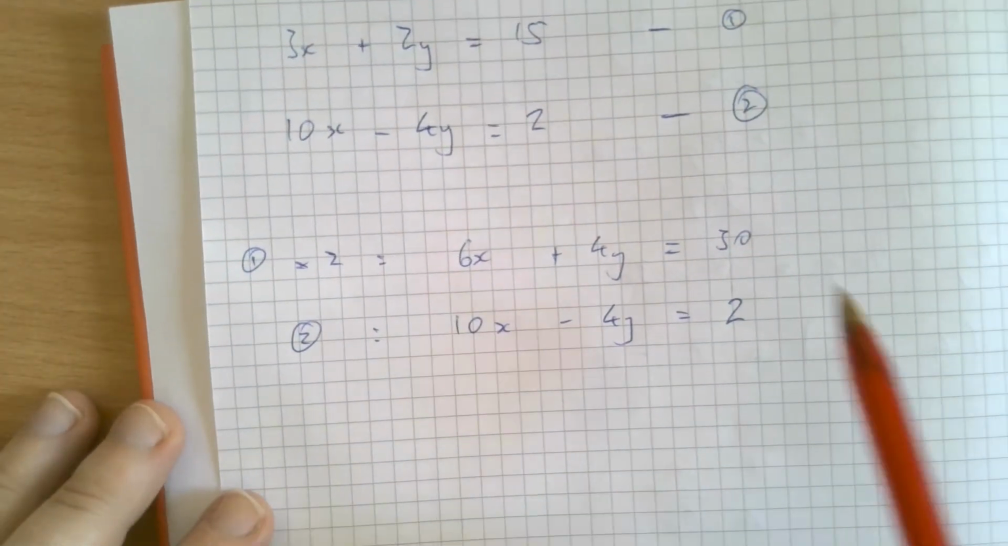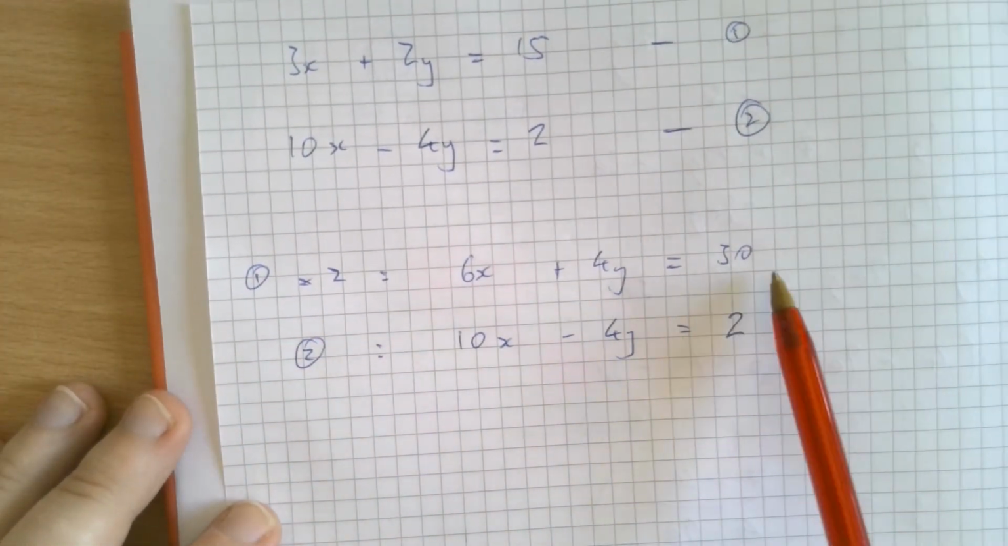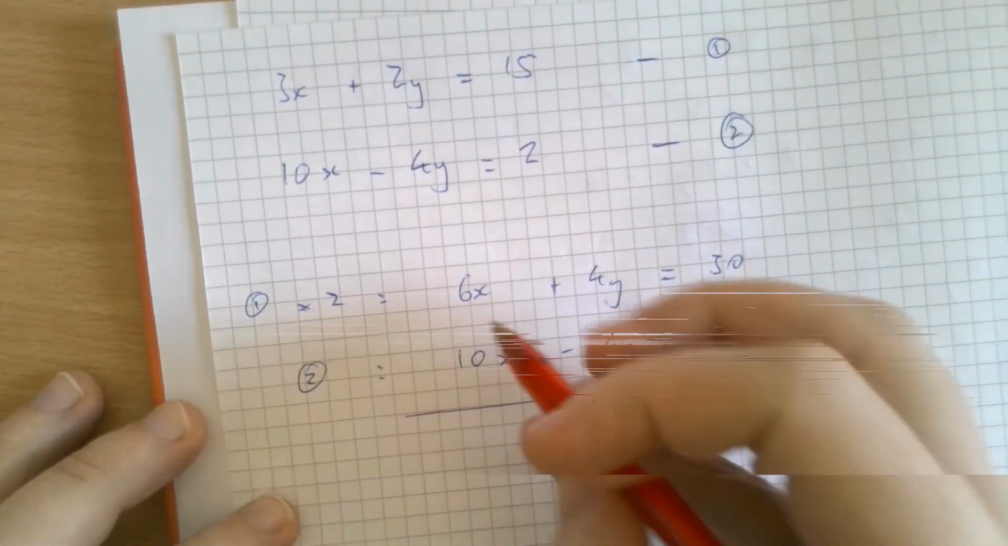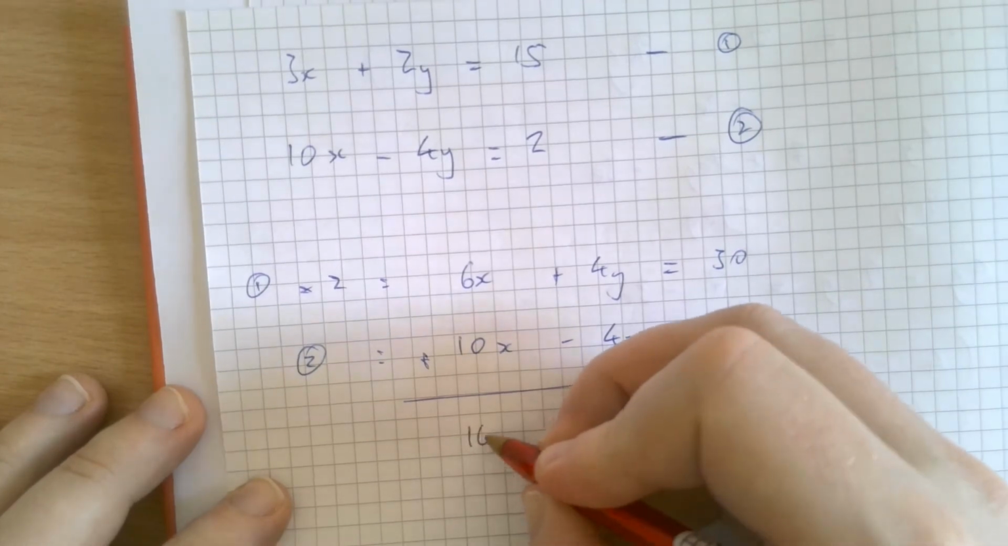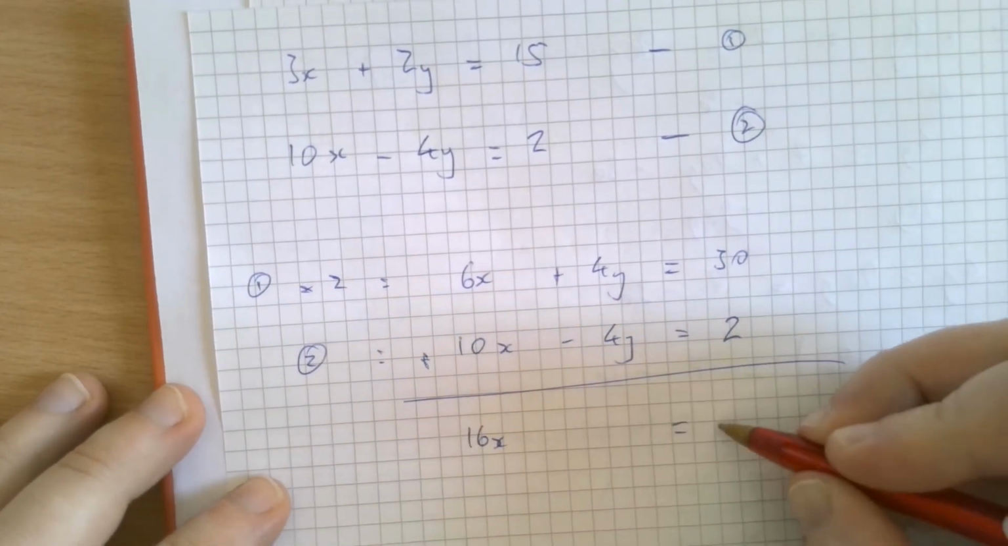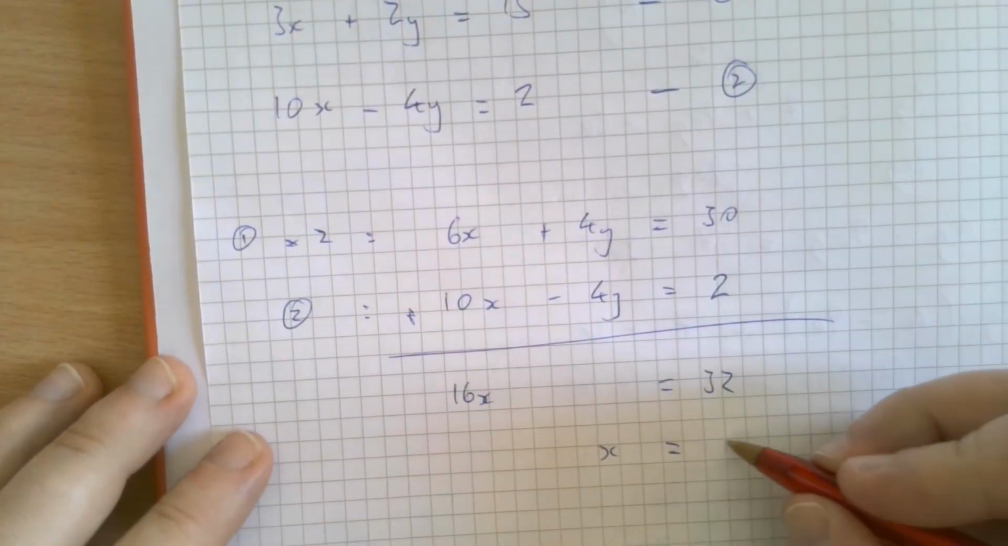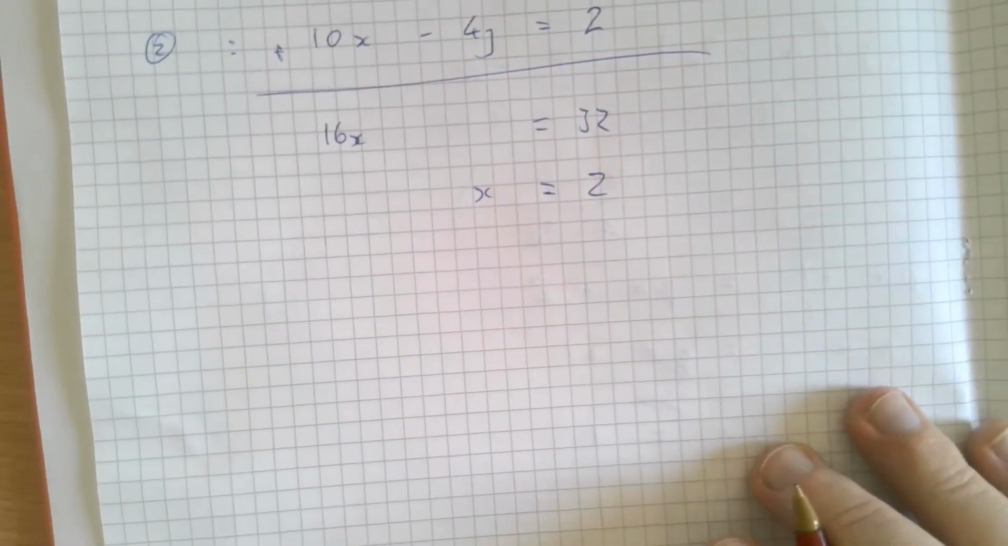Okay, so this is my first equation doubled. This is my second equation as it is. Again, positive and negative 4y means I'm going to add those together. 16x therefore equals 32, so x equals 2. Let's get into the habit of moving this up a bit more.